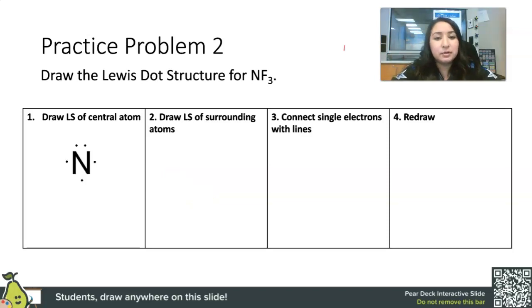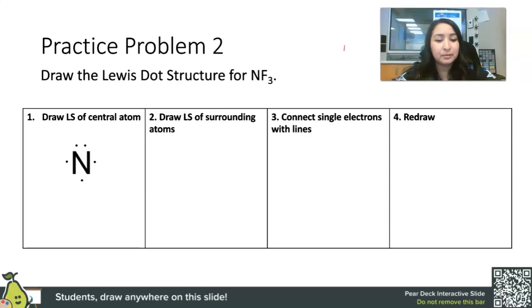Now go ahead and draw on number 2 the surrounding atoms. So now add the fluorines. Go ahead and pause, work on that now. I'm going to be checking your work.